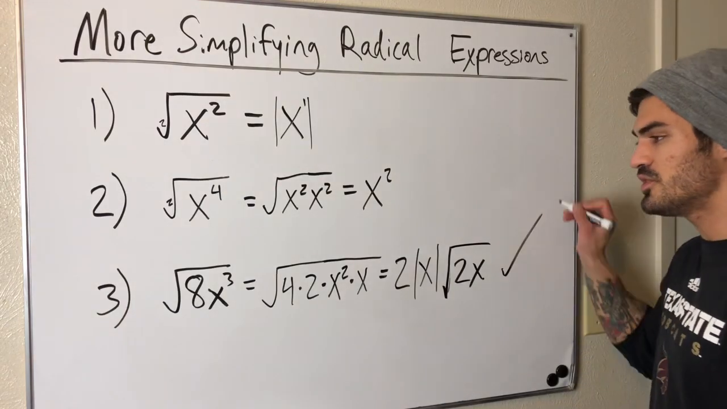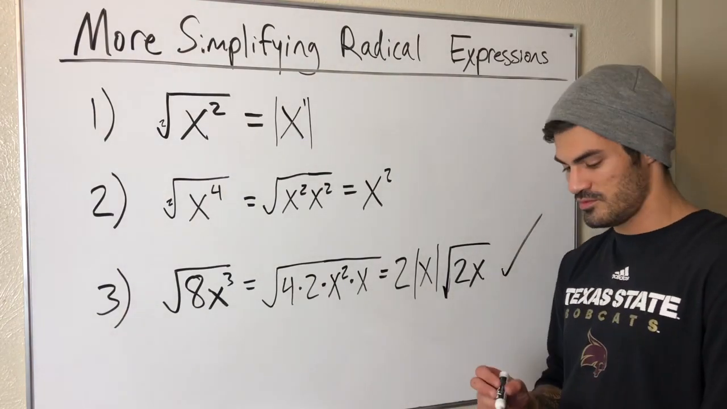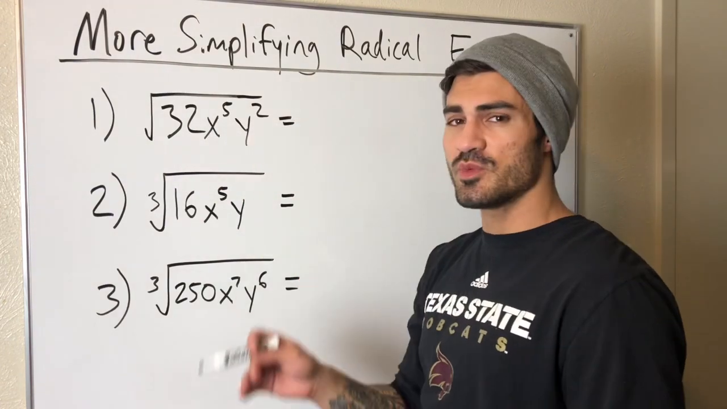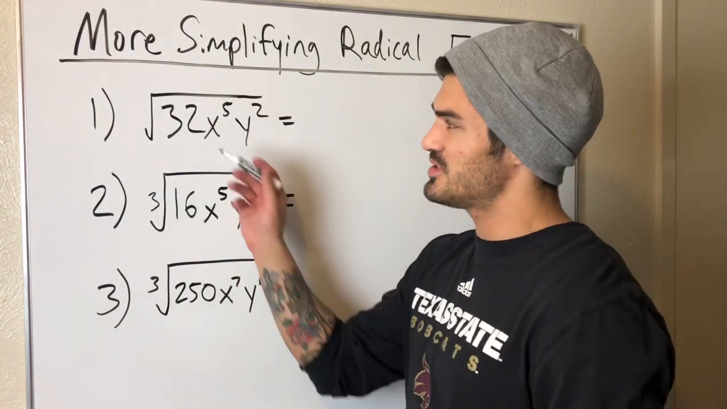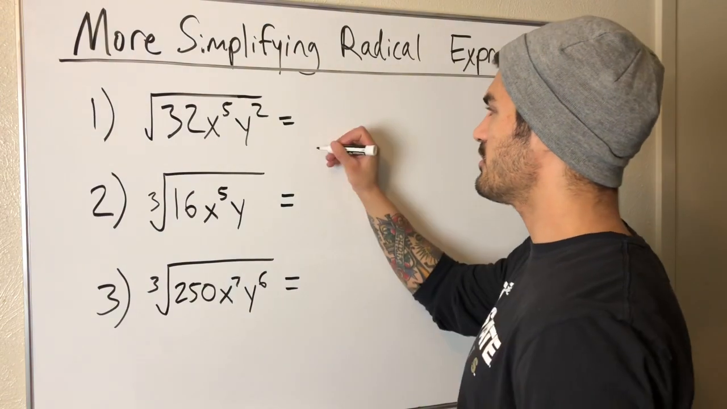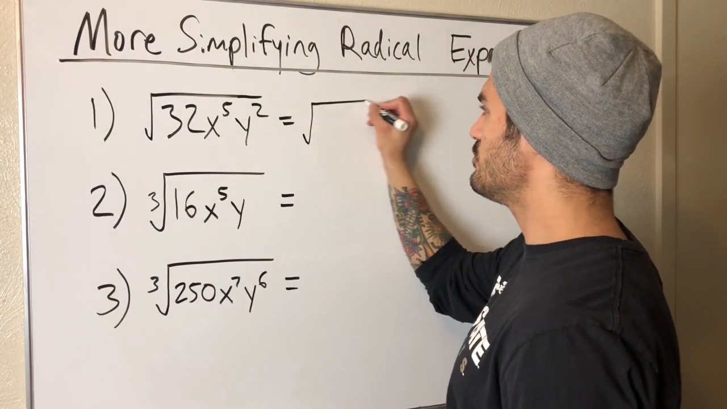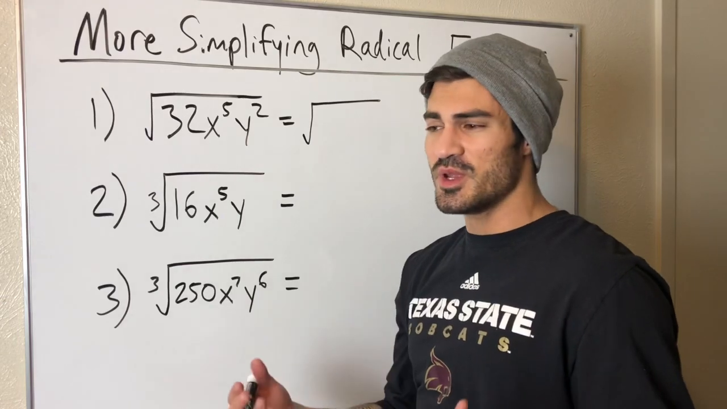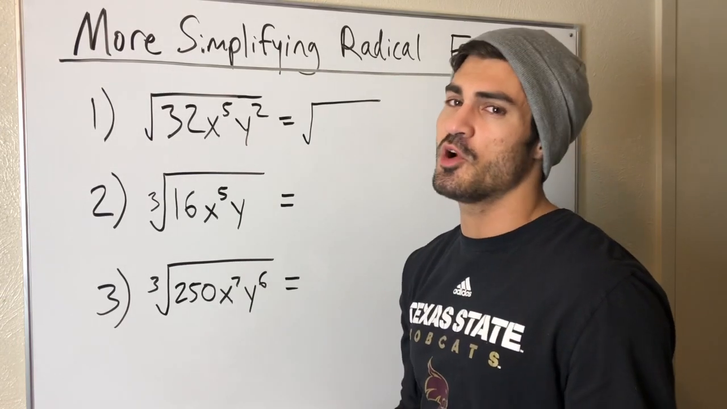And there we go. That is the fully simplified radical. All right, let's go ahead and get to some more examples. So we're trying to break this up so we can pull things out of the radical and simplify this. So the first thing I'm going to do is rewrite this 32. And I want to rewrite this as two things being multiplied, and one of them being a perfect square.